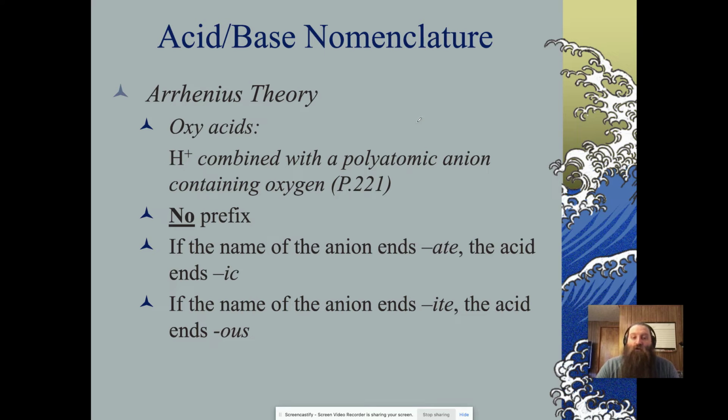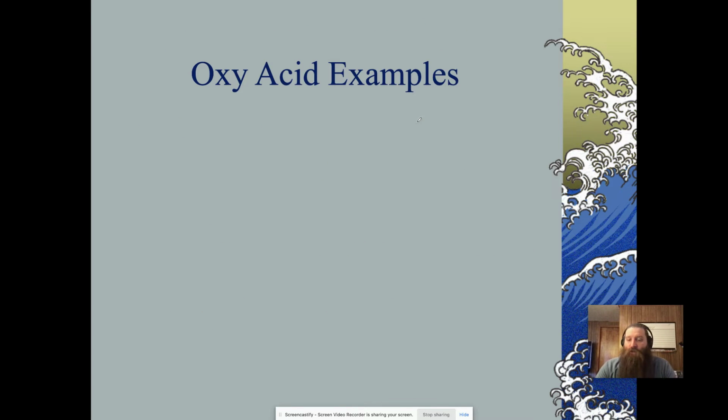So nitrate becomes nitric acid when we have a hydrogen out front. If we had nitrite, which would be NO2 minus 1 instead of NO3, then we would have nitrous acid. And so that's what the ending tells us. Now this can give us some interesting names like acetous acid, which is fun to try to say, right? So don't be surprised if you see some funny looking ones there. But let's try some of these.